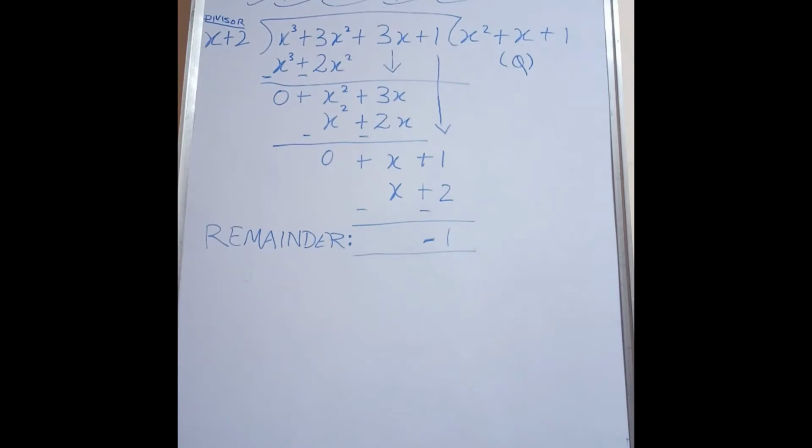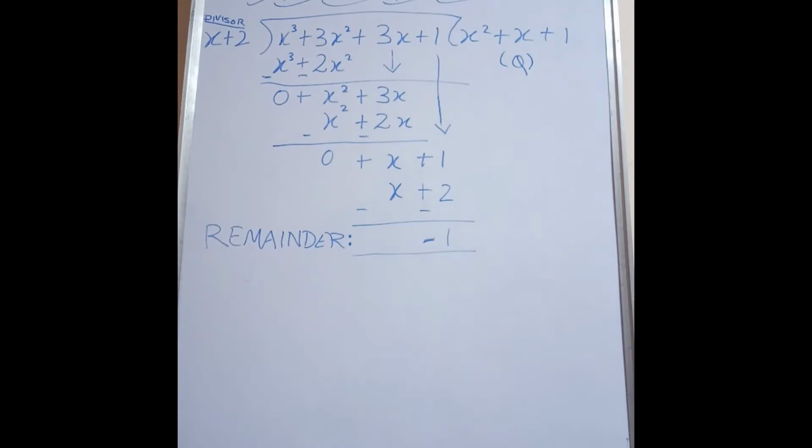Now we'll bring the 3x from the above. Now again we'll find a term which, when multiplied by the first term of the divisor, gives us the first term of the dividend. So here we got plus x. Now we'll multiply the plus x with the whole divisor to get x square plus 2x. Now we'll opposite the signs and get 0 plus x. Now we'll bring the 1 from the above.